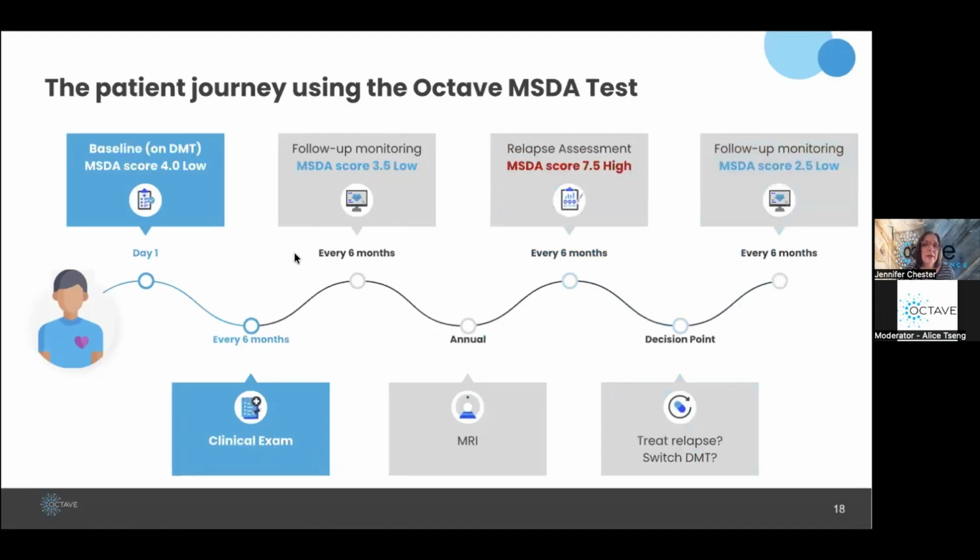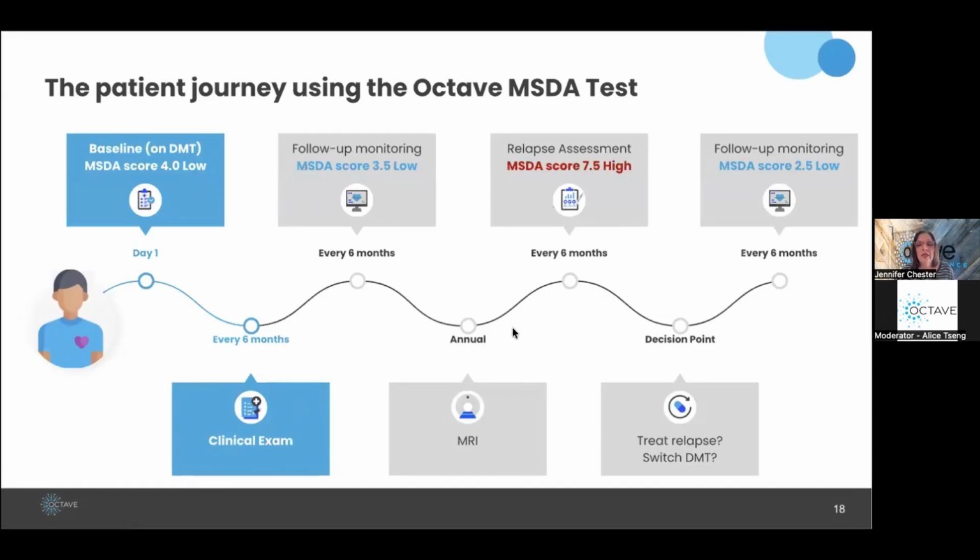So another example, and we chose this just to show that baseline may not be at time of diagnosis, that baseline may be right now. You've already been diagnosed, you're already on a treatment. So this patient's already on a treatment. Their baseline score was a 4.0. Having their clinical exam every 6 months, not monthly, an annual MRI. But see here, after 6 months, they had a good, stable, low score.